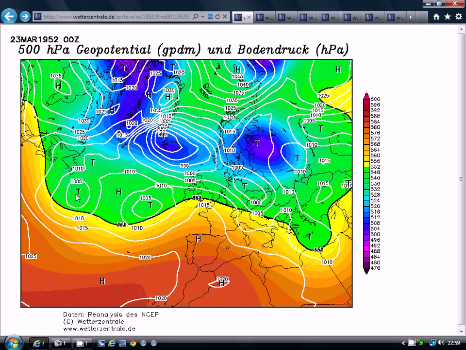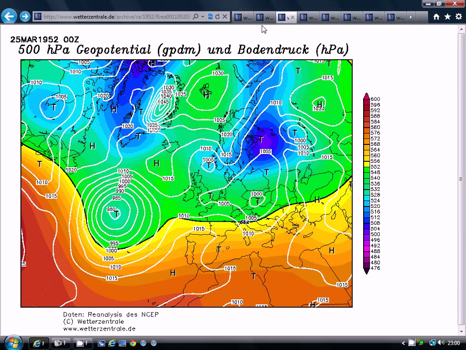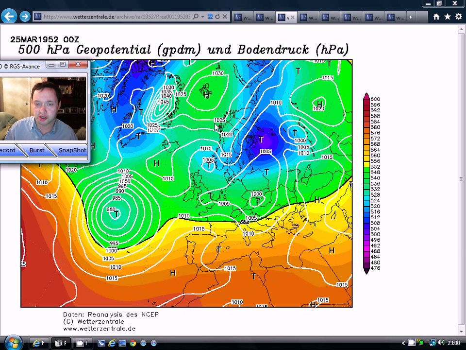So this was the situation on the 23rd of March 1952. We've got a generally westerly flow across the country. Low pressure is dominating. It was a very changeable month, March 1952. It was quite unsettled with a fair amount of rain. But as I say, the important thing is that blocking high to the northeast. As we go further on to the 25th of March 1952, we can see that that blocking high is becoming much bigger, much more intense there to the north of Scandinavia.